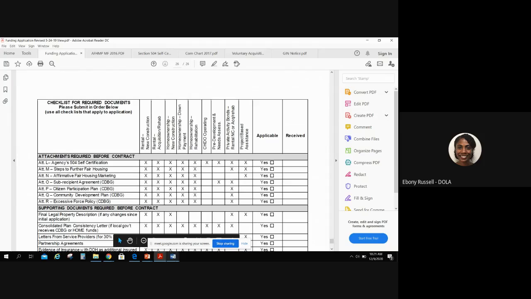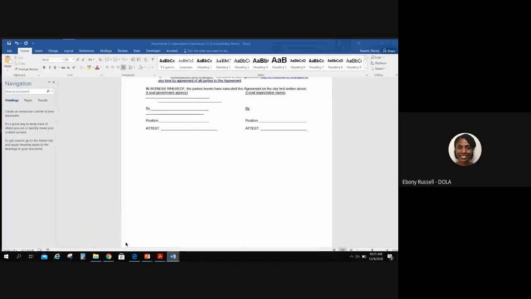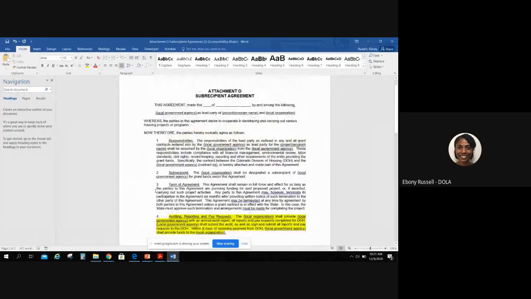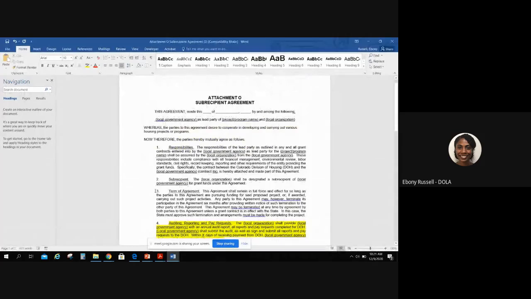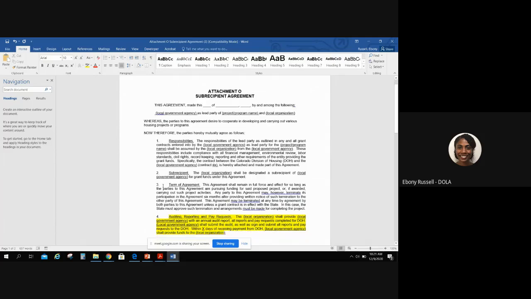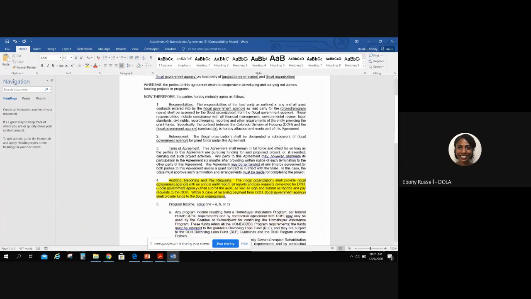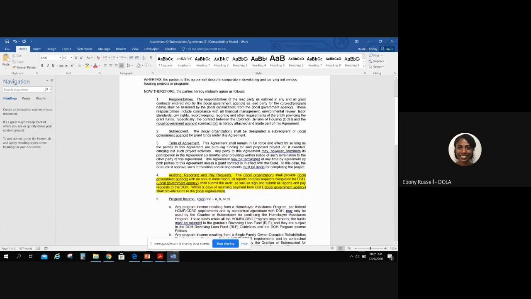The first attachment is the subrecipient agreement. I mentioned the subrecipient agreement a little earlier, and this is the agreement where local agencies, housing authorities, contracting with units of local government like cities or counties will sign to ensure that their project is designated for the right responsibilities, the terms of agreement.